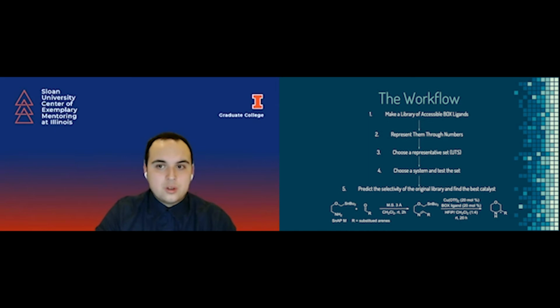After that, for number 4, we choose a system and test how each catalyst promotes the reaction. And number 5, apply machine learning methods to generate models that could predict the best catalyst within the original library. This would lead us to the end goal of finding the best catalyst for the system we chose.